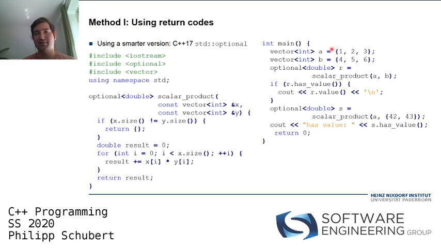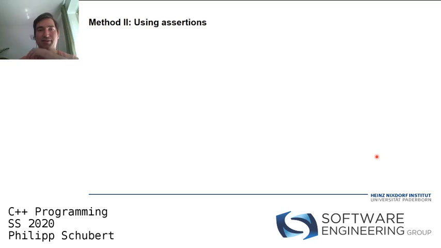Maybe let's force the situation where we have two vectors of different length. Here we have a vector of length 3, 1, 2, 3, and then we give a second vector 42 and 43. That triggers the error here. If we now print s.has_value, it will return false, because we will enter this branch in the scalar product function and return nothing, essentially, semantically at least, an empty optional. So that's one neat way to do it.